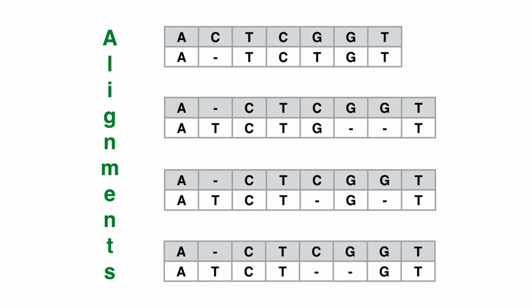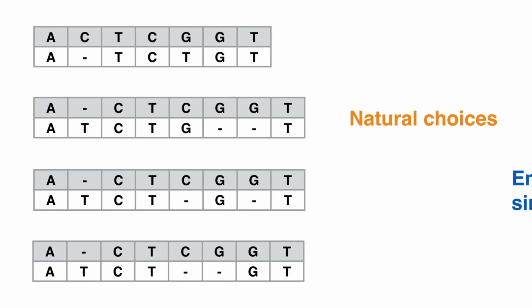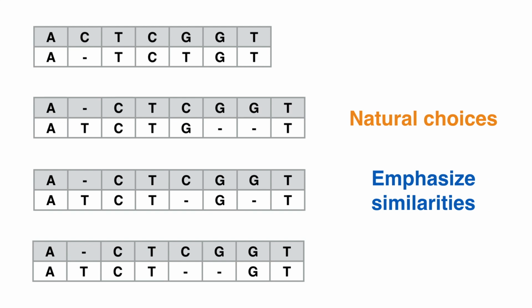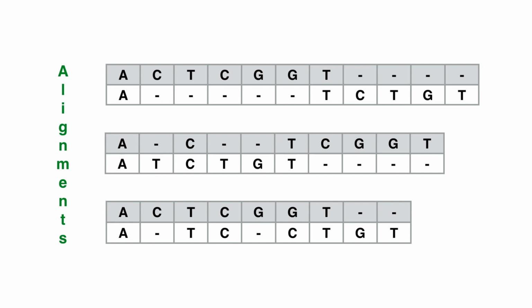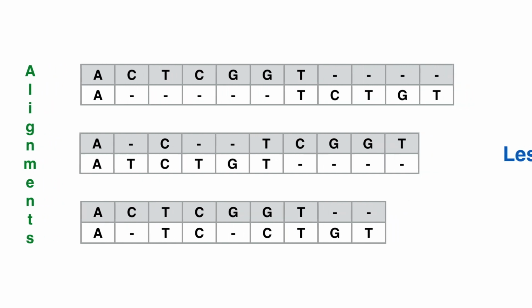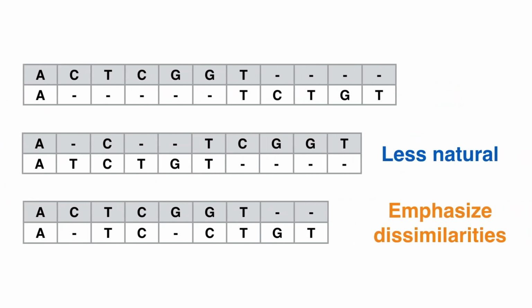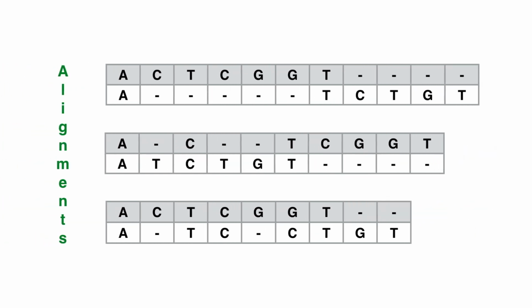Here are a few randomly taken alignments in the set of all possible alignments. These are probably natural choices as they emphasize some similarities between the sequences. These are still some other possible alignments. Some of them are less natural, as they emphasize dissimilarities rather than similarities. Nonetheless, each of them is an alignment between the given sequences, and if we are to consider all possible alignments, these are also in the list.